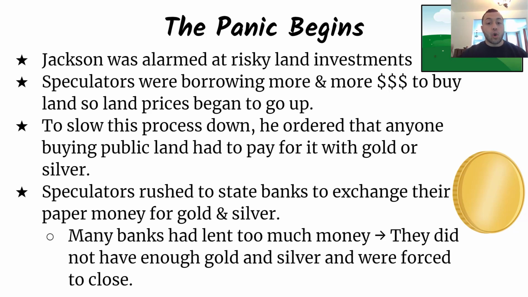These land speculators rush to state banks. They want to exchange their paper money for gold and silver. This is supposed to represent gold and silver, right? But many banks lent too much money. Remember, if you go back to the last lesson, they don't have rules anymore. They can lend as much as they want. That's what ends up happening. They didn't have enough gold and silver to back up this paper currency, and they were forced to close down. So all these banks start slowly but surely closing down. This is how it gets started.